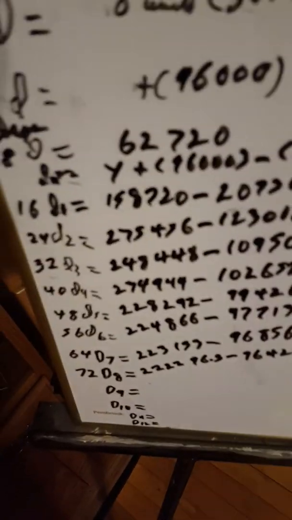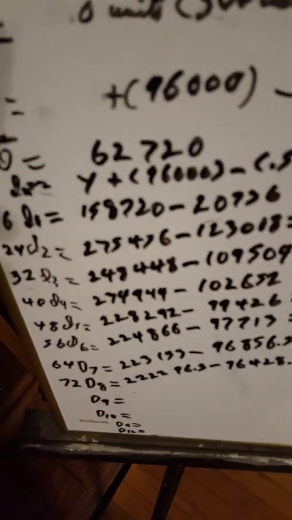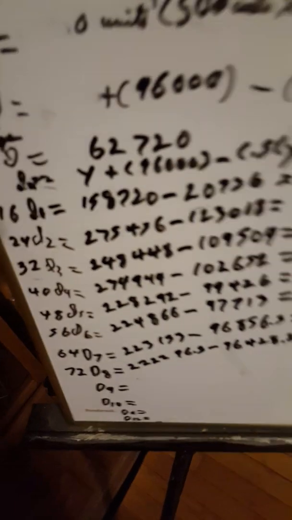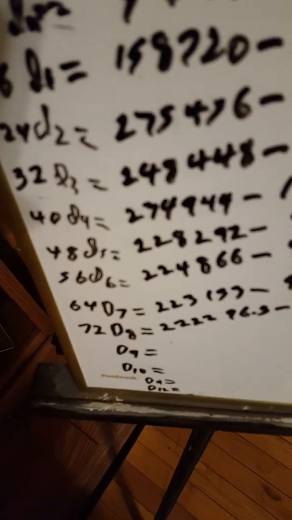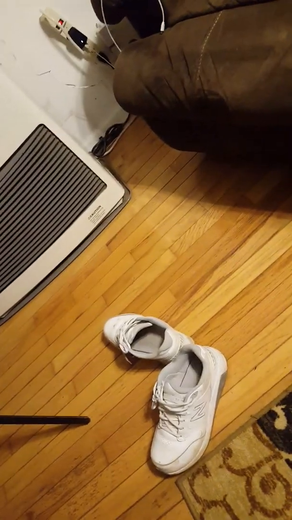Now, the 158,720 is your Y, which, that should be D, not Y.